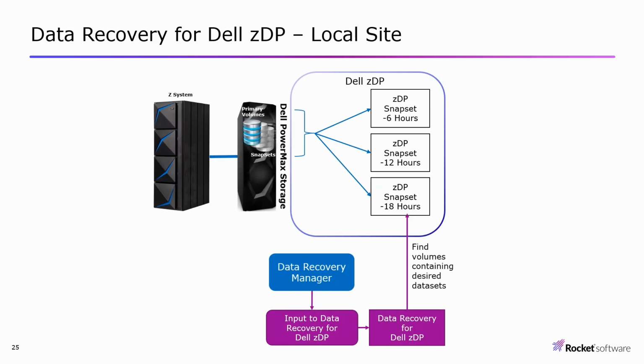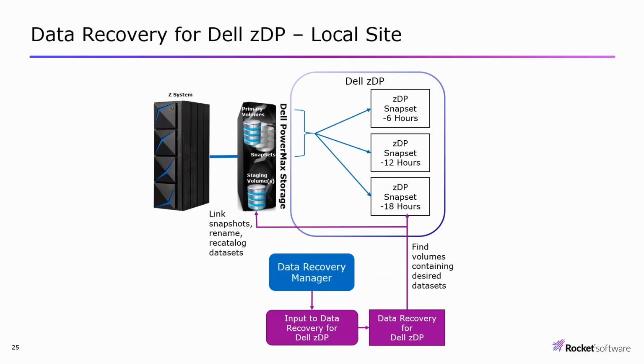You need to find the volumes containing the data sets that you want, and you want to link those snapshots so that you can see what's in them and recover the individual data sets out of it. And you want to recatalog those data sets that you've recovered so that they're now usable again.